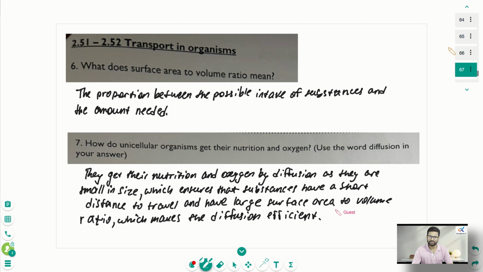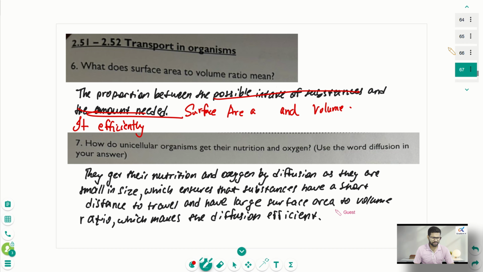The proportion between... don't write this at all. This was our understanding of biology, but when they are asking what surface area to volume ratio means, they are not asking what is surface area to volume ratio in an organism or a unicellular organism or a multicellular organism, right? Always cater to the question. Understood? Between the surface area and volume.